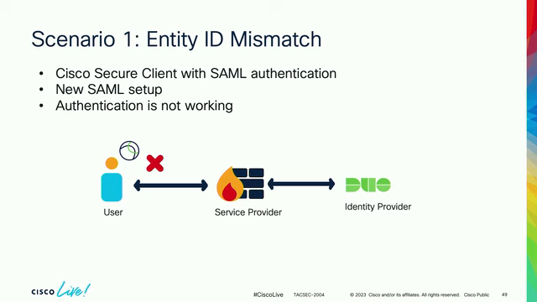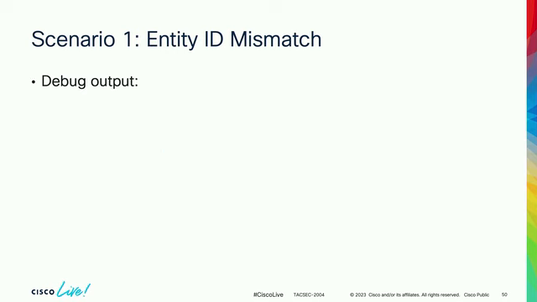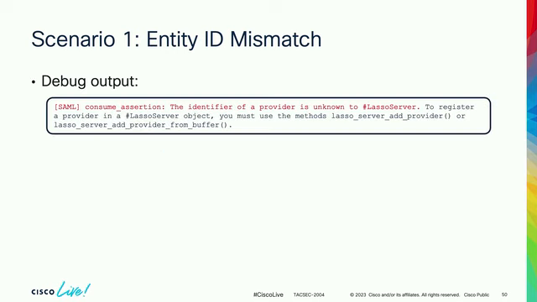Someone else put the configuration, and we do not know where the issue is. So we enable the debugs. Debug webvpn saml 255. And the debug output that we have is this one. We're going to focus on the highlighted in red. The identifier of a provider is unknown to the LASSO server.